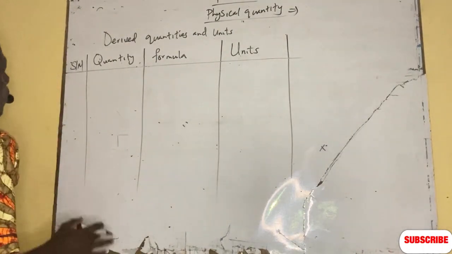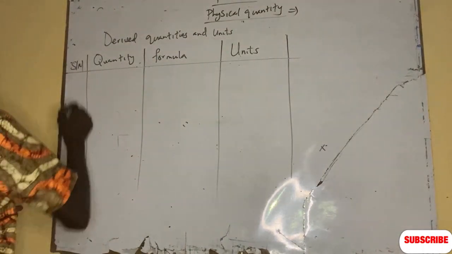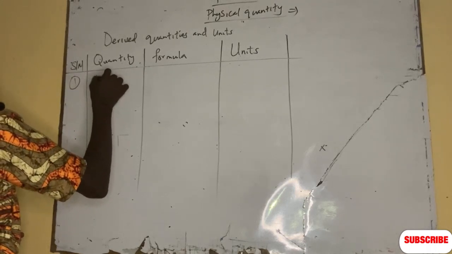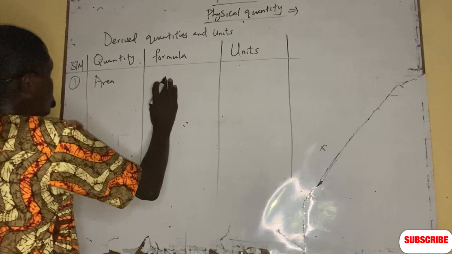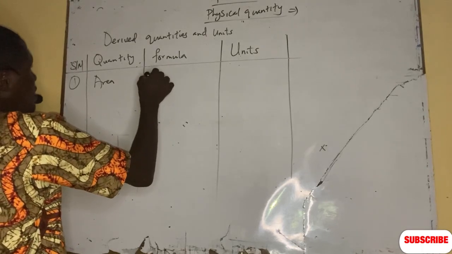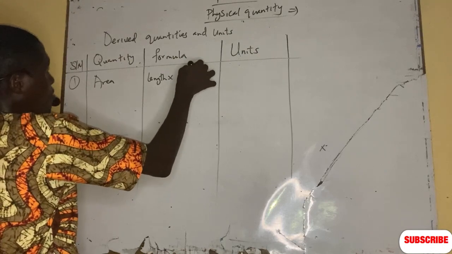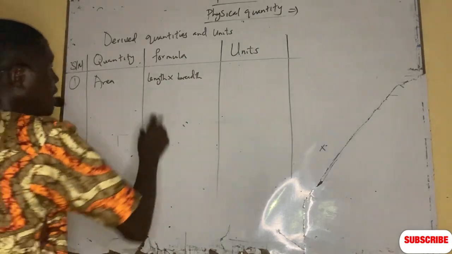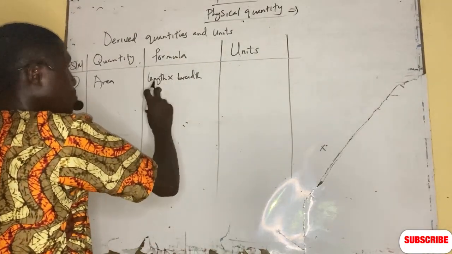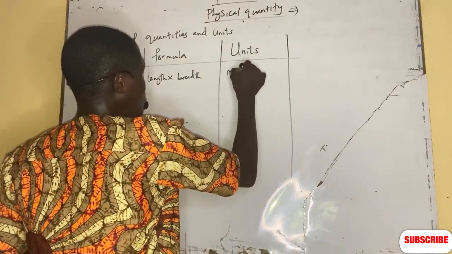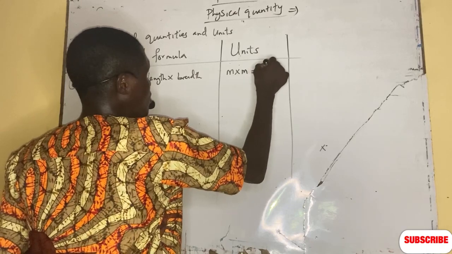Now, how do we go? Number one, let's talk about area. Area itself is length times breadth. That is the formula for calculating area. Length and breadth are measured in meters, so it will be meter times meter. So the unit will definitely be meter squared.